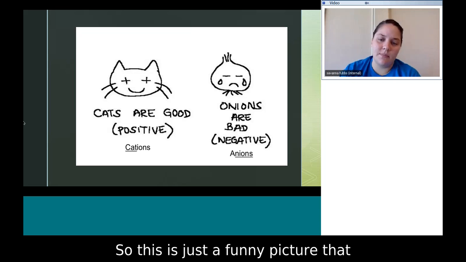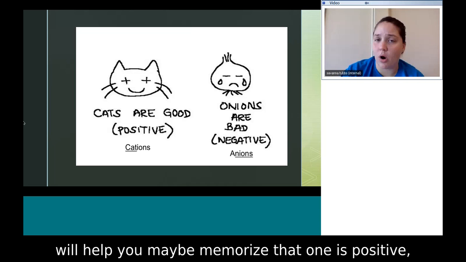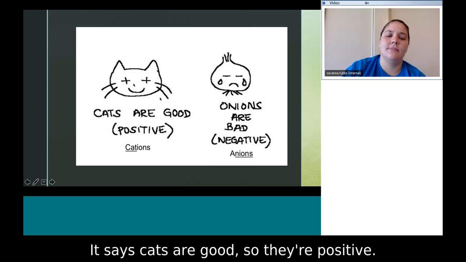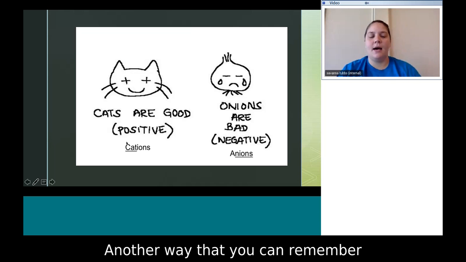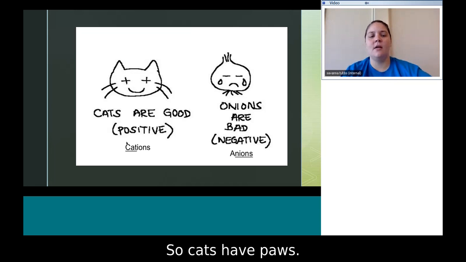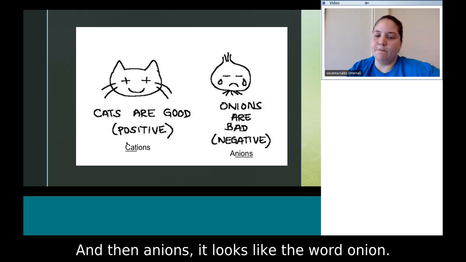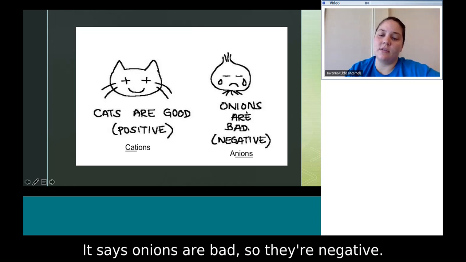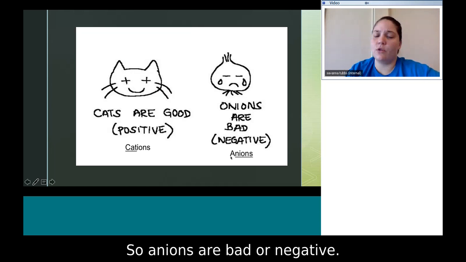This is just a funny picture that will help you memorize that one is positive and one is negative. We have our little cat. It says cats are good, so they're positive. So we have a cation. Another way you can remember it is cations are positive, so cats have pos, they're positive. And then anions, it kind of looks like the word onion. If you take the A out and put an O, you see onions. Onions are bad, so they're negative. So anions are bad or negative.